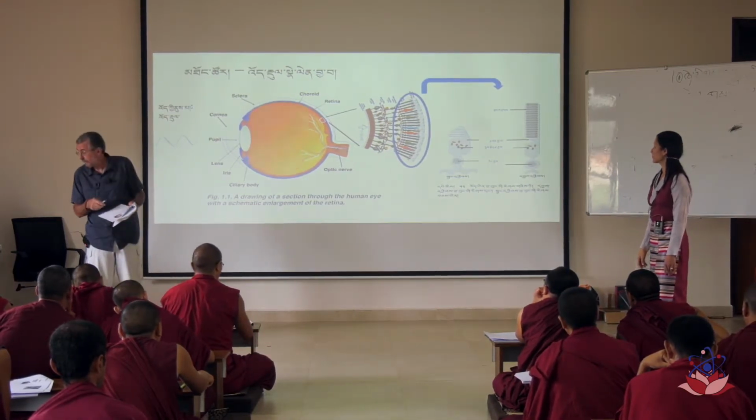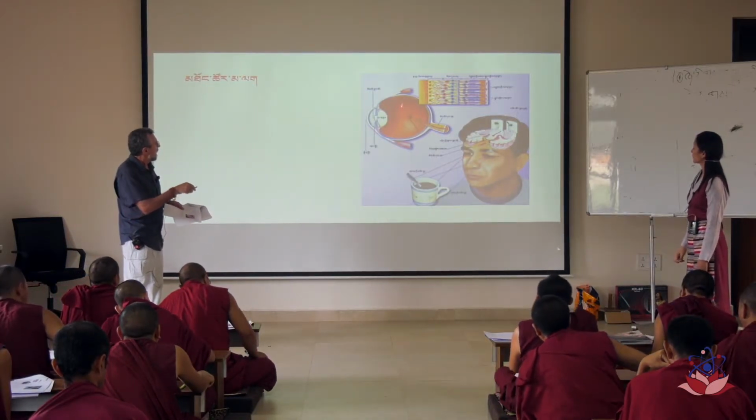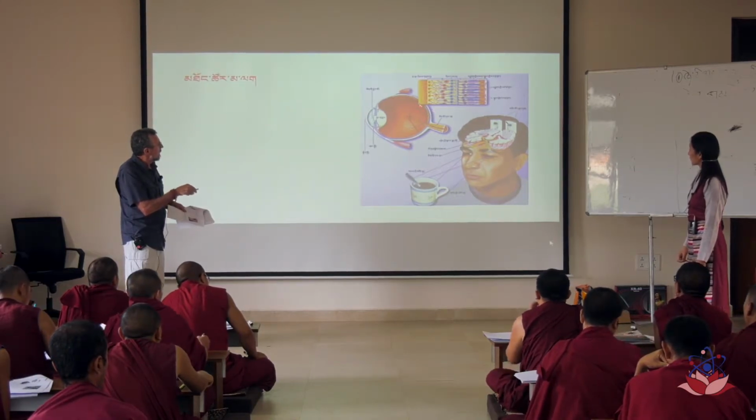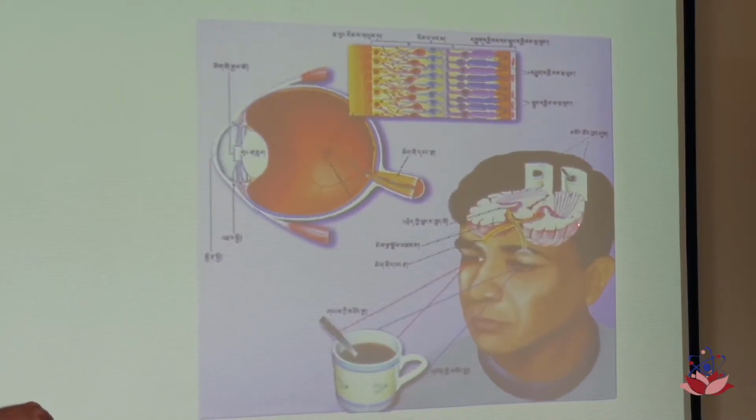Okay. Next slide. But it's important to understand that while the retina is detecting the light coming in, it's going to the brain, and it's in the brain that we interpret that so that we know what we're seeing.